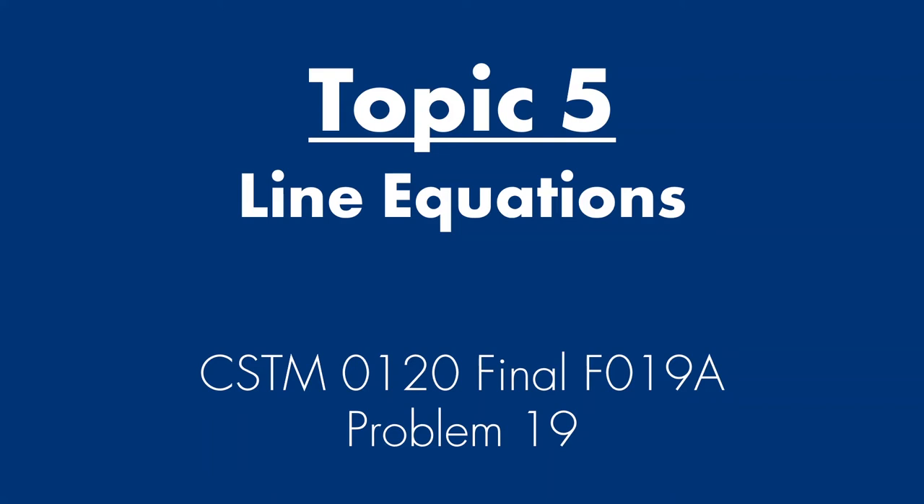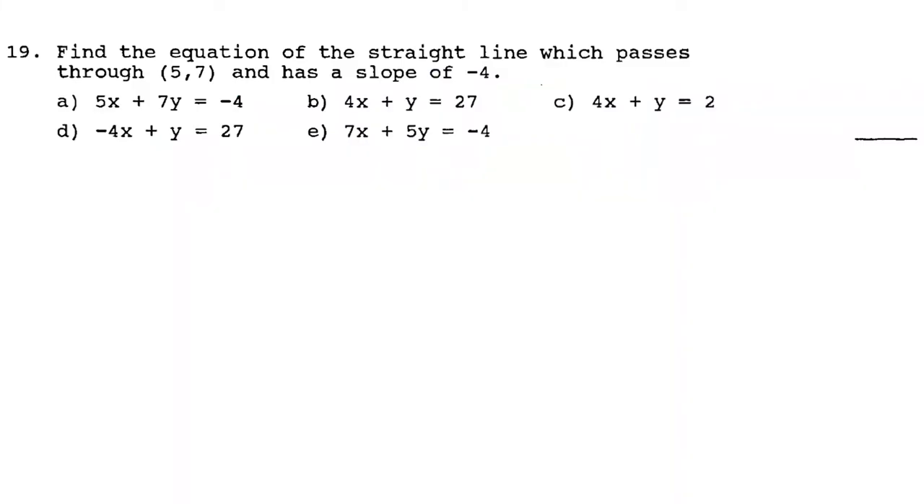So we're going to look at problem 19 from the final F019A. Find the equation of the straight line which passes through the point (5, 7) and has a slope of negative 4. You must know this popular formula, y minus y1 equals m times x minus x1. Let's just simply plug it in. So y minus 7 equals minus 4 times x minus 5.